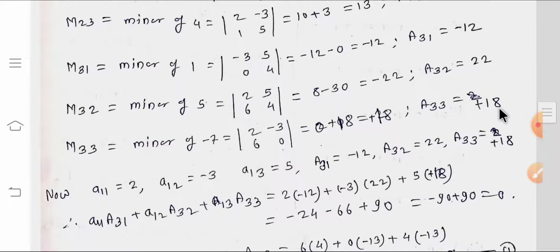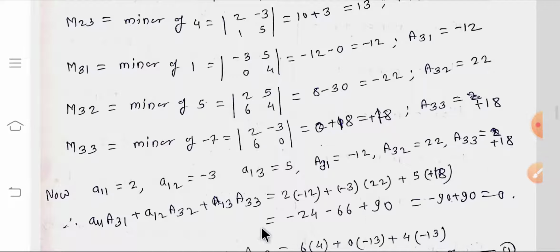Similarly, M33 is 18, that is the determinant of the minor of minus 7, which is the determinant of 2 minus 3, 6 0, that is 0 plus 18, that is 18, and A33 comes positive, that is 18. Now we prove that a11 A31 plus a12 A32 plus a13 A33 equals 0. The first row elements are 2, minus 3 and 5, so 2 into A31, which we found to be minus 12, a12 is minus 3, plus A32, we got the value 22, plus a13 is 5, A33 is 18.